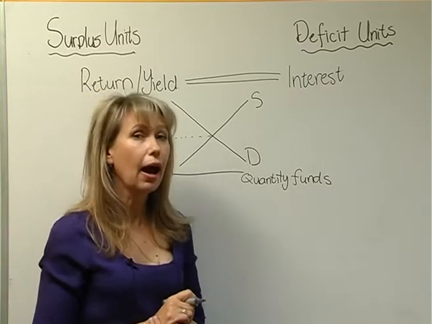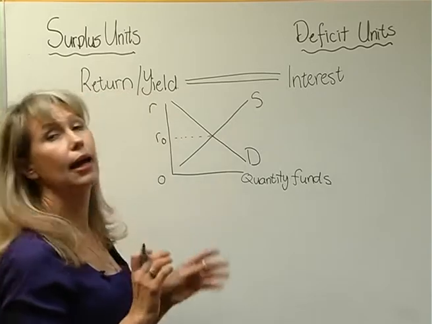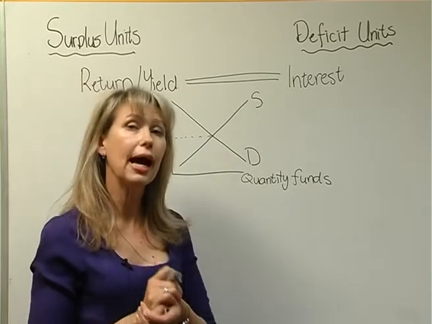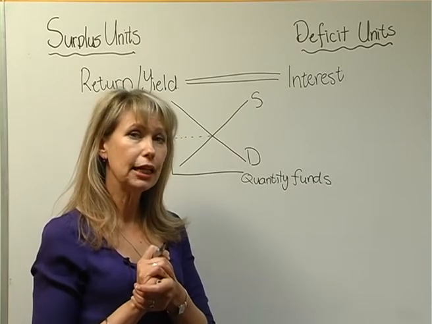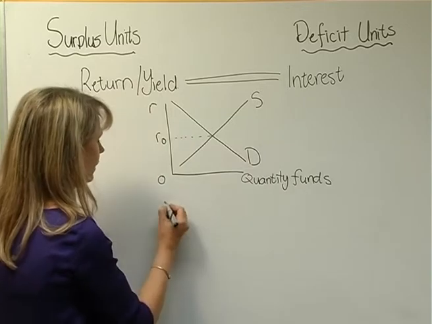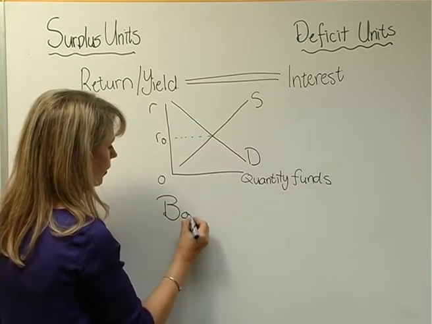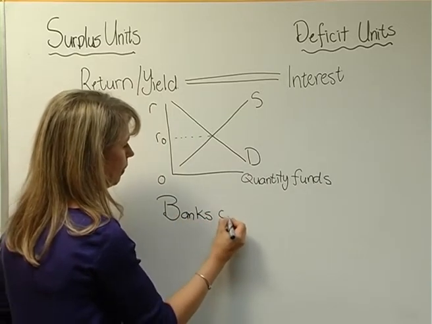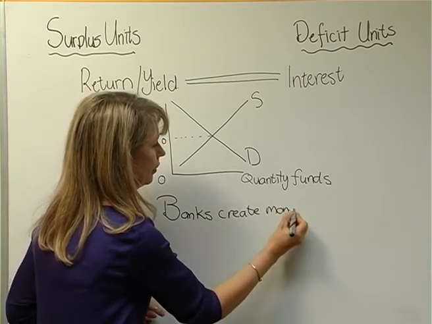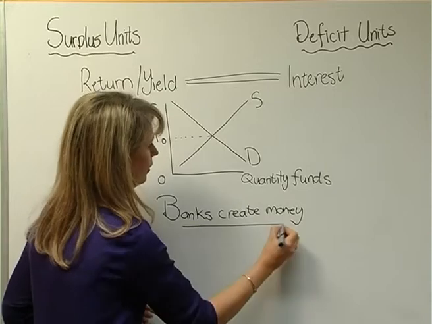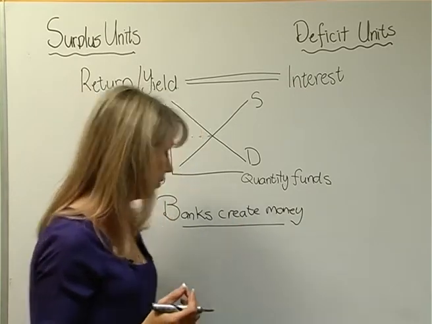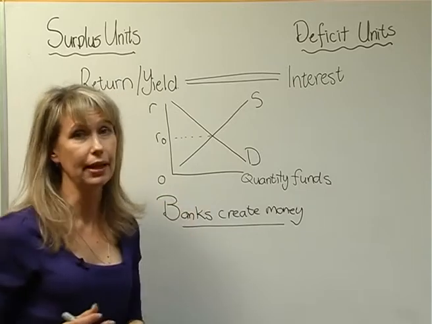Right, but now that is not really how a modern economy works, because in a modern economy, as you will learn in study unit 2, banks can create money. And that is very important. Banks create money. We're going to look in detail at how they create money later on. For now, you just have to remember that.